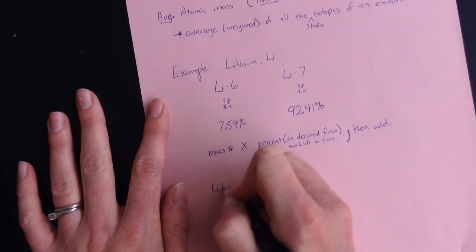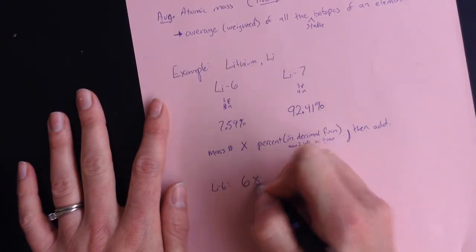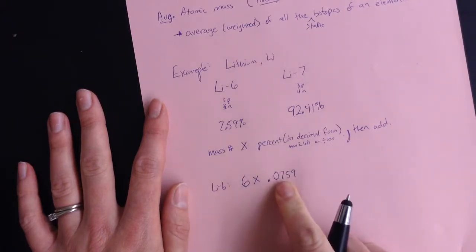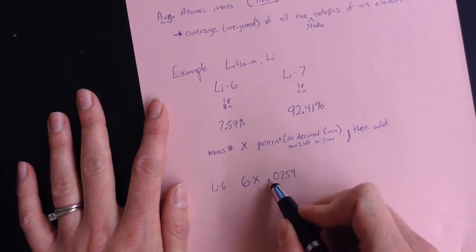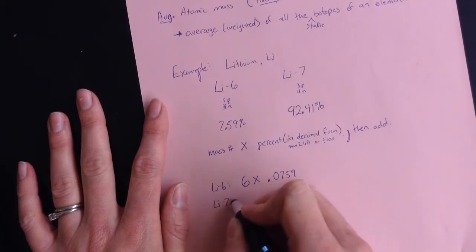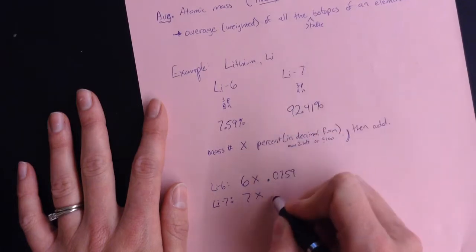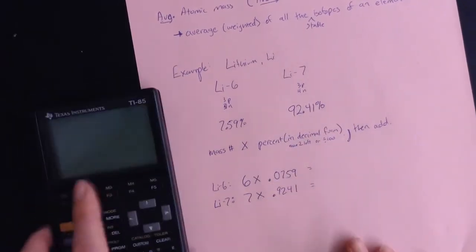So for lithium-6, my mass number is 6. I'm going to multiply that by 0.0759, moving the decimal 2 places from 7.59. And then I'm going to do the same thing with lithium-7, with its mass number, 7. To get my 2 decimal places, this will be 0.9241. And then I'm going to find those pieces.